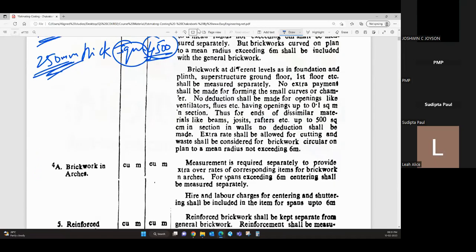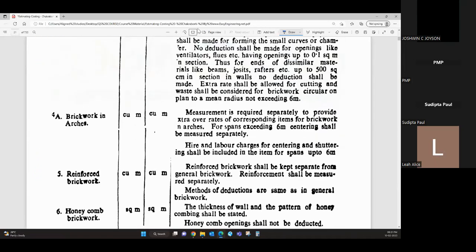Let's go to brick wall in arches. Again, what is an arch? An arch is this kind of shape. So how are the bricks laid into this? You lay bricks like this, like this, like this. This is how you place the bricks on an arch. So this is also cubic meter.